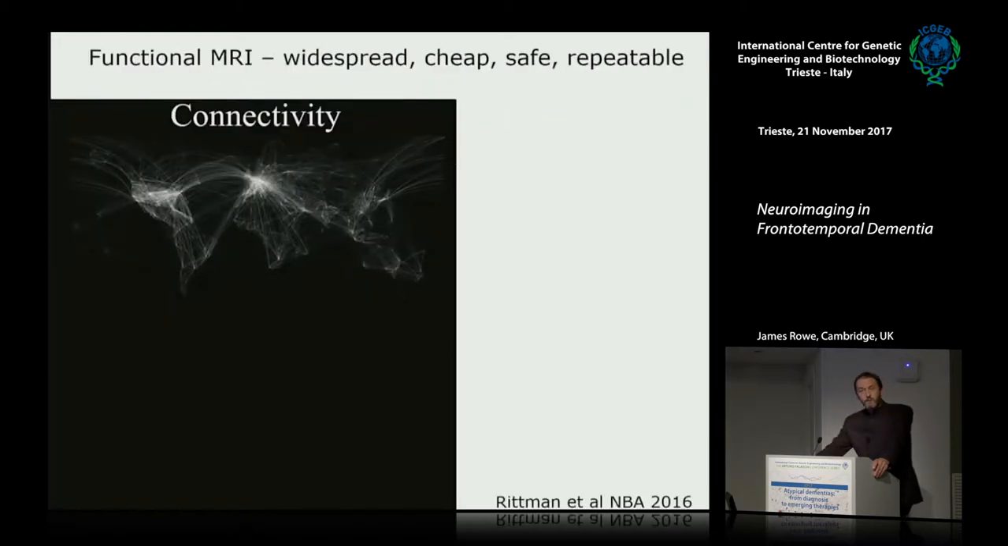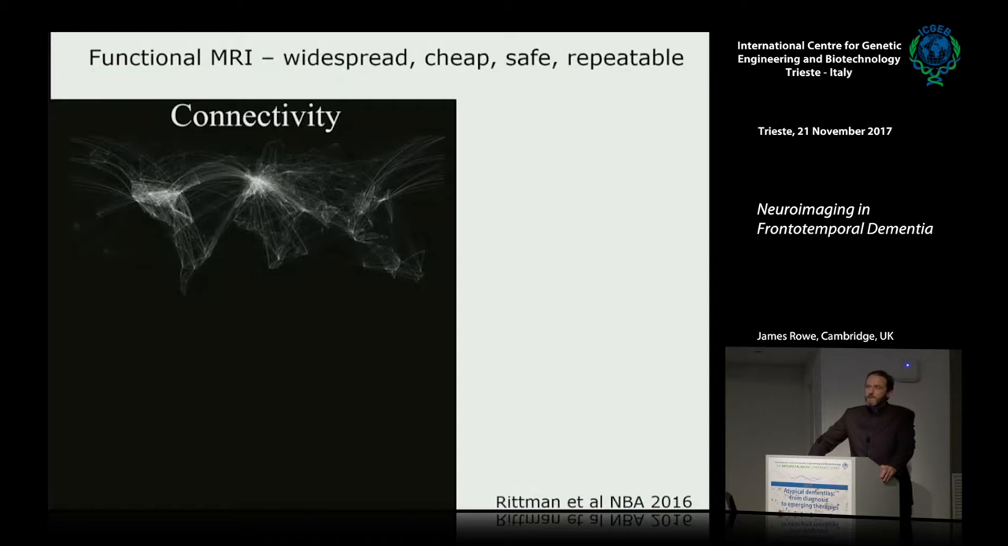The first starts with functional MRI. MRI is cheap, it's safe, it's widespread in every hospital, every psychology department. It's reliable, it's repeatable. And we can use it to try and interrogate brain networks. I just put here a map of the global airline network to remind me to say that the brain is a complex network, but there are many other complex networks in our lives, and they have some similar properties.